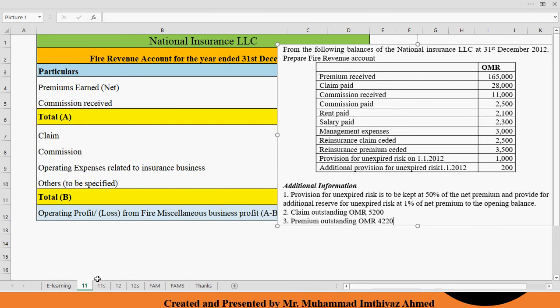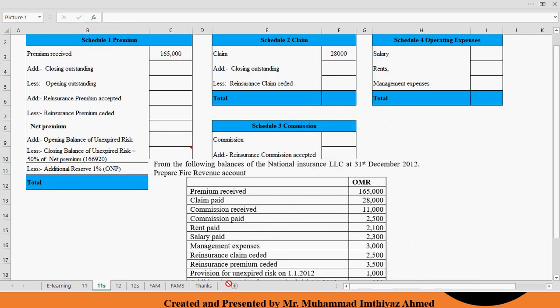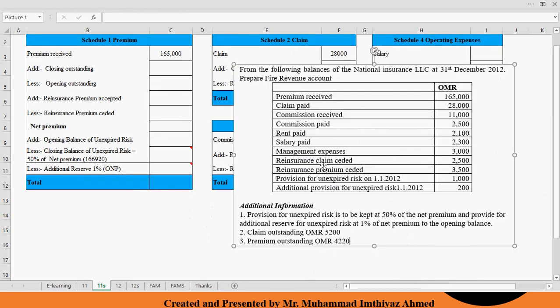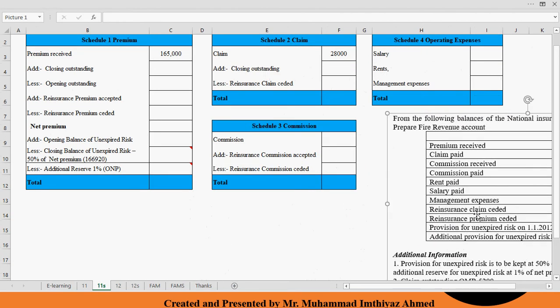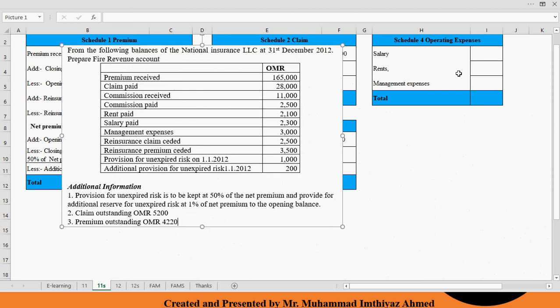The next is commission paid. So commission paid has to be entered in the schedule. So commission paid is 2,500. So we have to enter here. So after commission paid, we have rent paid. It is an operating expense. We need to enter 2,100. Management expenses is said to be 3,000. We need to enter 3,000.